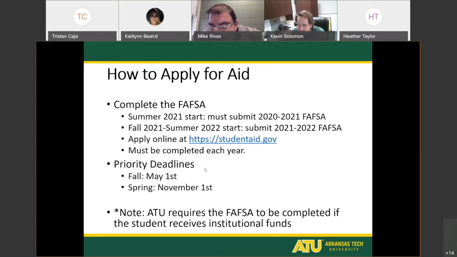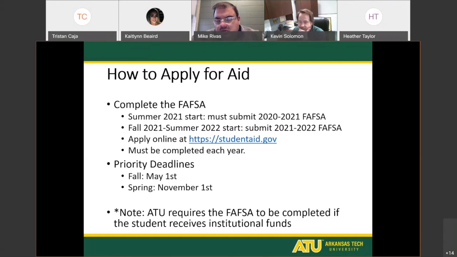You apply online every year at studentaid.gov, and this must be completed each year because you use each different year's taxes. So it's not an automatic renewal. Some of the priority deadlines I told Caitlin was normally for the fall, May the 1st, and for spring, November the 1st. This allows you to get your FAFSA done, our office to receive it, you to complete all your documentation, and give us time to get everything settled in, checked over, and award your aid and get it settled before the beginning of the term.